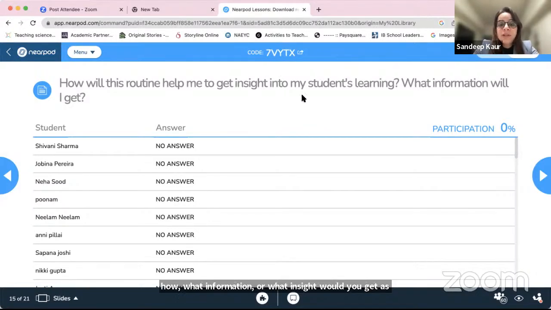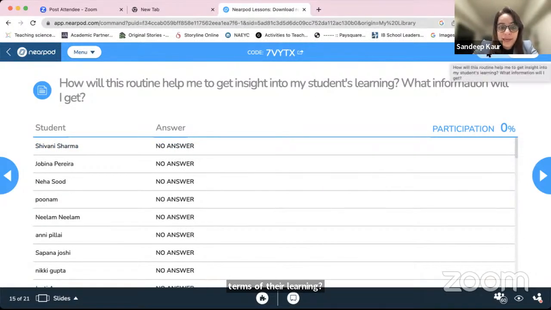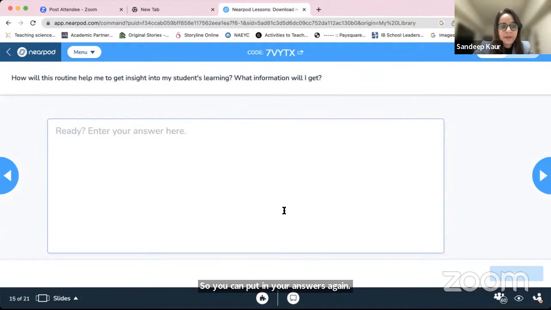How would it help you? So, where your students are in terms of their learning. So you can put in your answers again. Type in here so that I can see it.